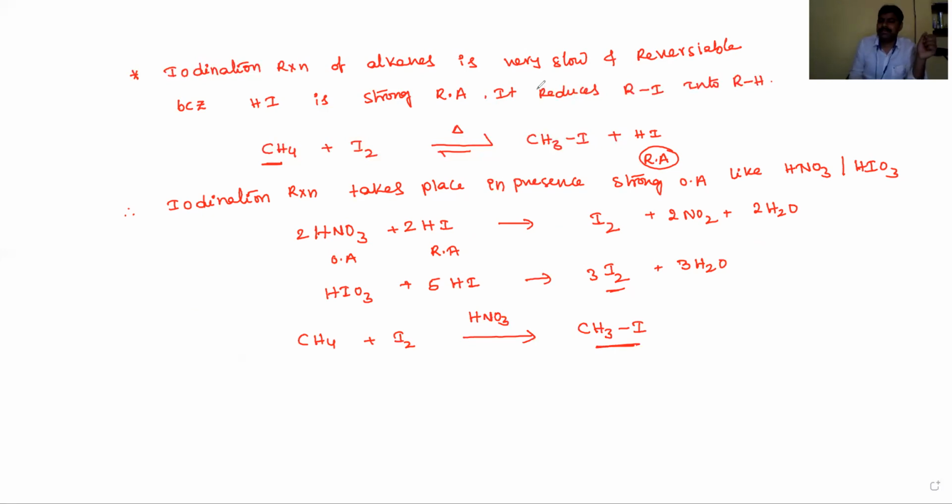Once you observe this mechanism, these reactions are free radical substitution reactions. The free radical substitution reaction mechanism takes place in 3 steps: one is initiation, the second is propagation, and the third is termination, in which free radicals are formed as intermediates, dear students. Let's see that mechanism. This mechanism takes place in 3 steps.